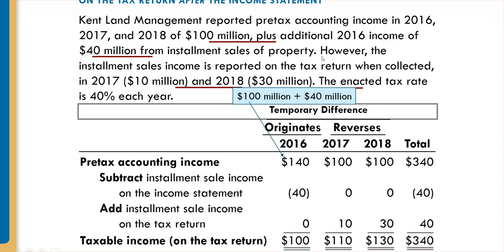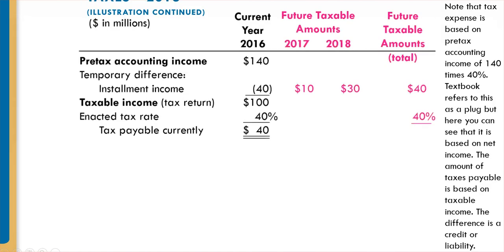So as you see in this one, we don't take 20 here and 20 here. We are saying that the cash is coming in as 10 million here, 30 million here, and so we are going to use that, and you see, most of the deferred tax liability is going to go away here in 2018.